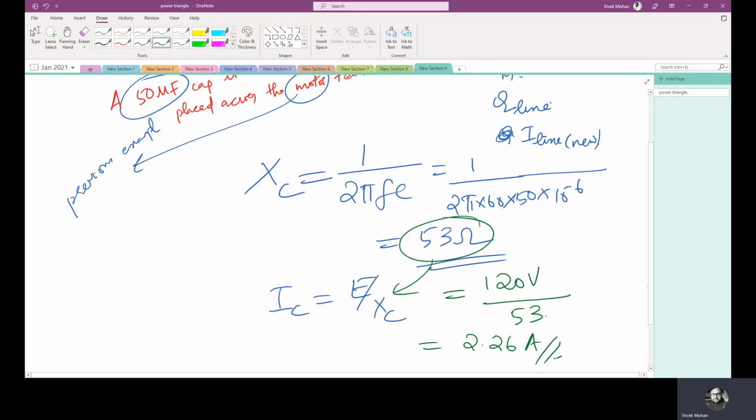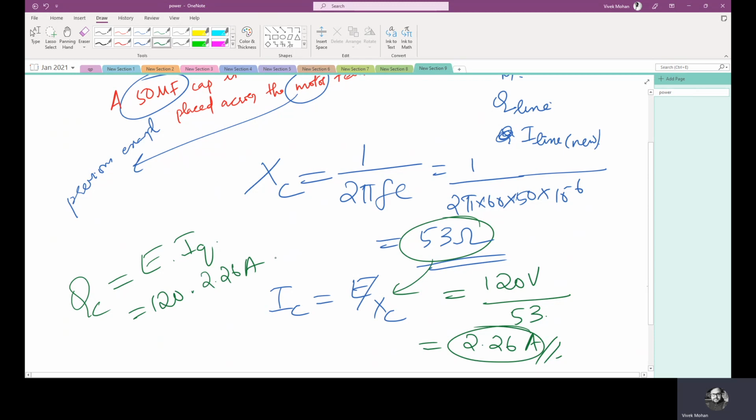Now, how will I find the reactive power generated by the capacitor? That is Qc, which is equal to E into IQ. IQ is the reactive component of the current. E is 120. What is the reactive component of the current? It is the current through the capacitor, which is 2.26 amps. So 120 into 2.26 amps.